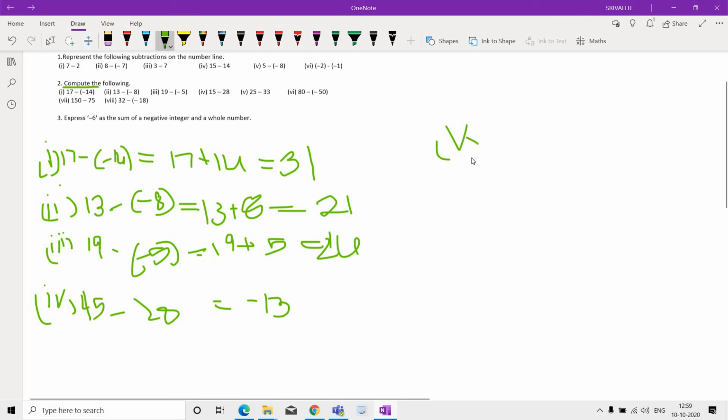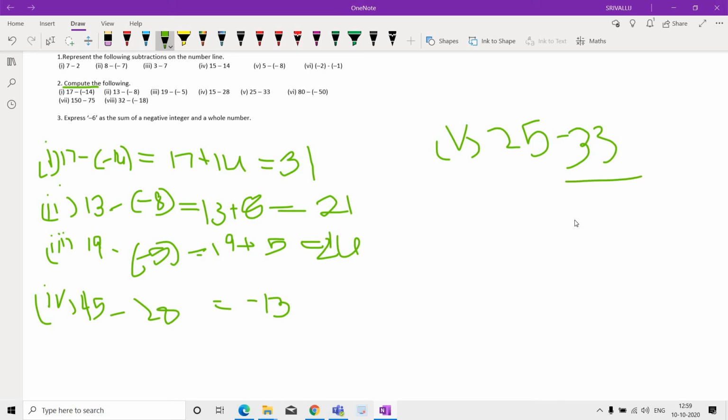Fifth one, 25 minus 33. So 25 is the big number or 33 is big number? We will say 33 is big number. For 33 symbol is in negative. So for us answer also will get in negative form only. So 33 minus 25 we know 8. But for big number having negative symbol, so we will get minus 8. Minus 8.